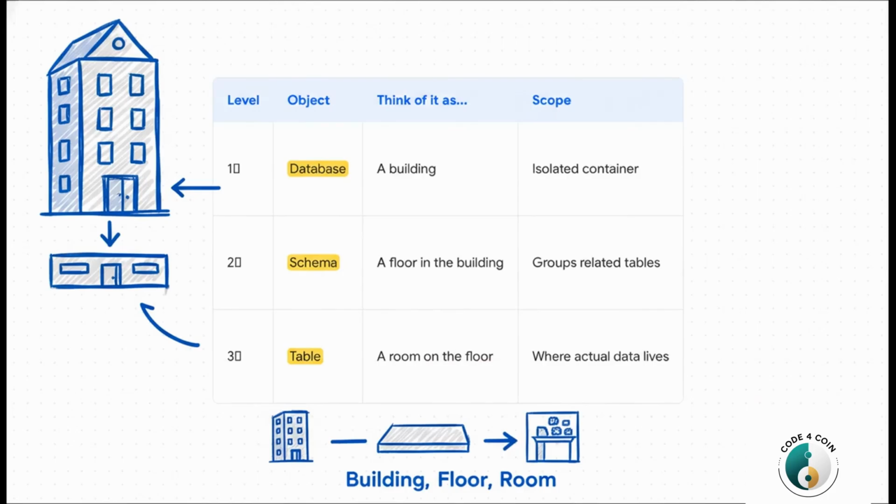And here it is. This is that blueprint, our guide for this entire explainer. Honestly, the easiest way to think about Postgres' structure is with this really simple analogy. A database is a building, a schema is a floor in that building, and a table, well, a table is a room on that floor where all the action happens. Building, floor, room. Got it? Awesome. Let's start at the top.